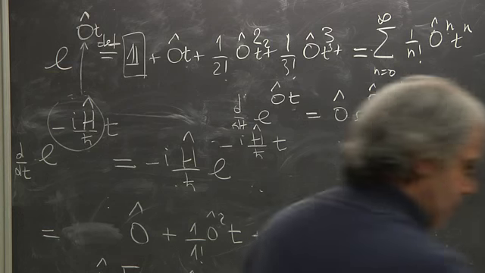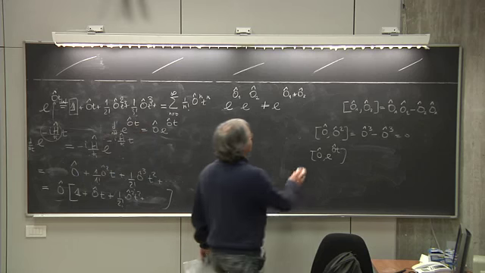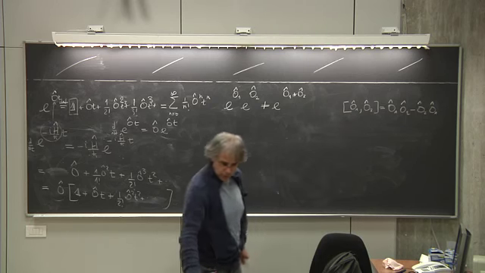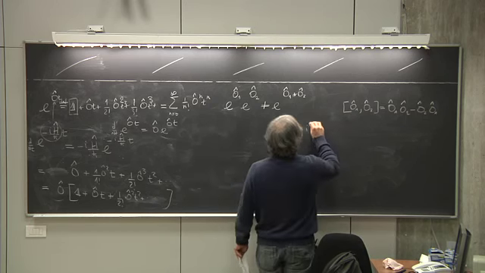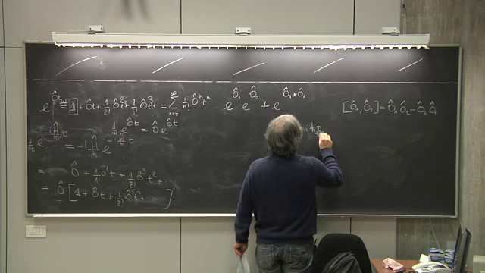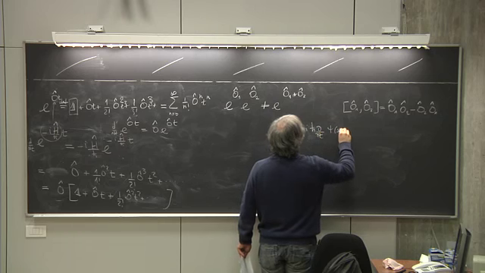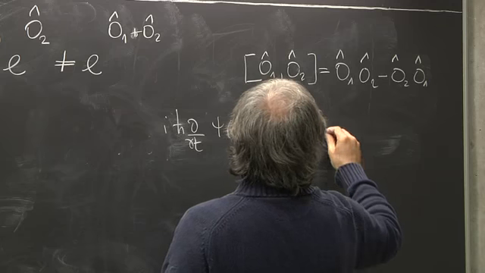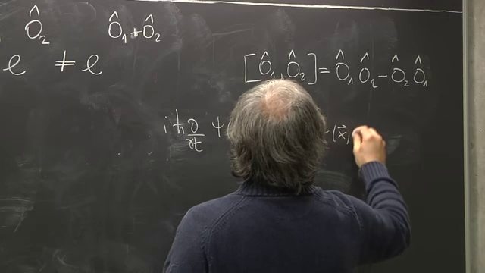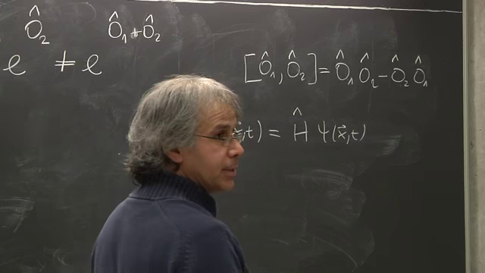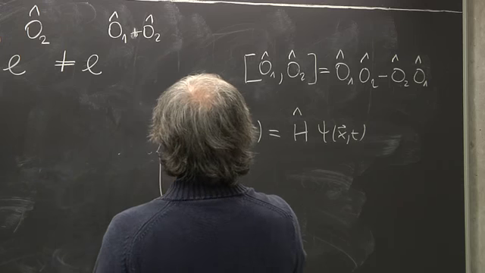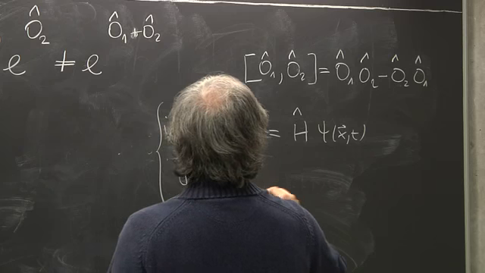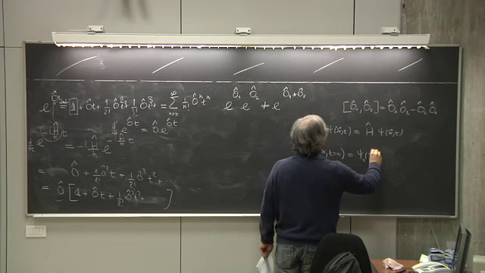But now, let us look more closely at our Schrodinger equation, which was i h bar, the derivative with respect to time of psi of x and t, equal to H psi of x and t. I'm taking now a time-independent H, okay? And psi of x and t equals 0 was some psi 0 of x.